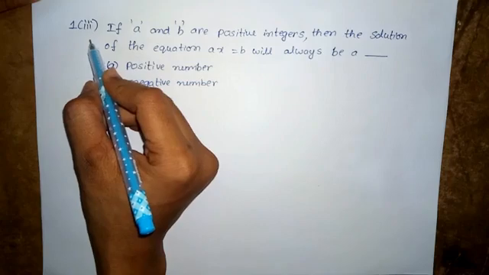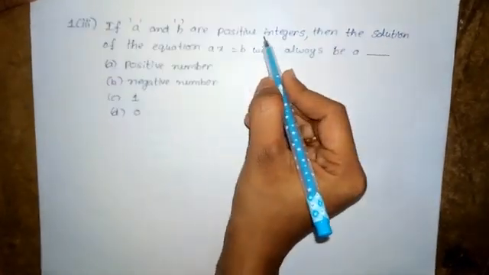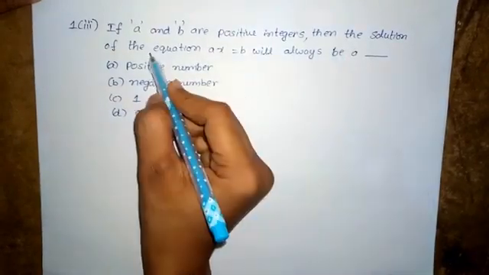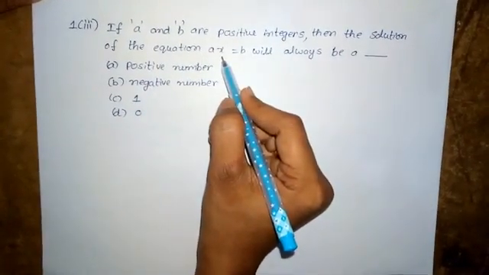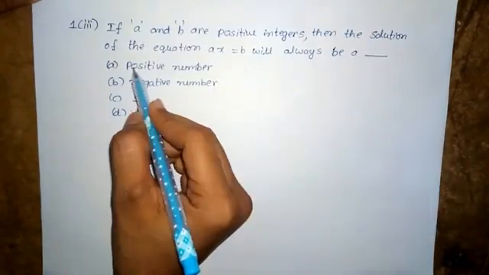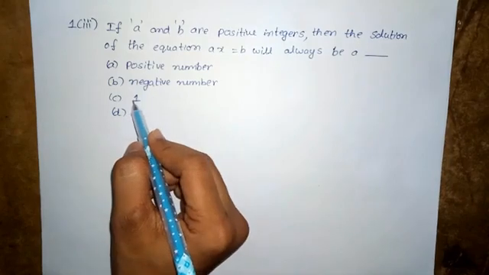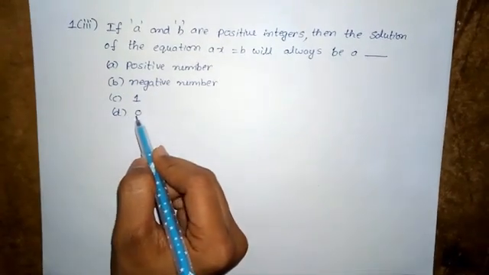Next problem, first Roman third one. If a and b are positive integers, then the solution of the equation ax = b will always be a dash. First option positive integer, second option negative integer, third option 1, last option is 0.